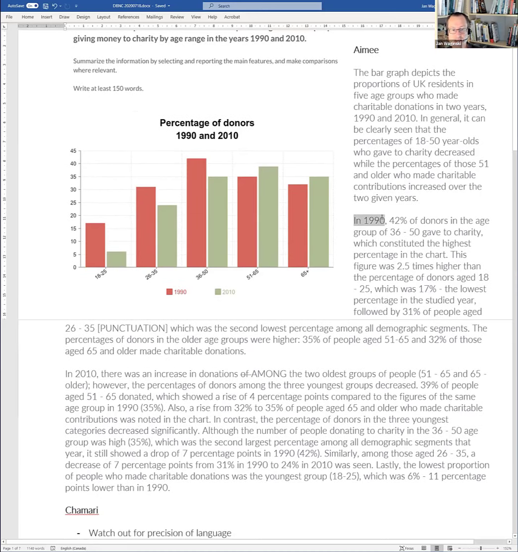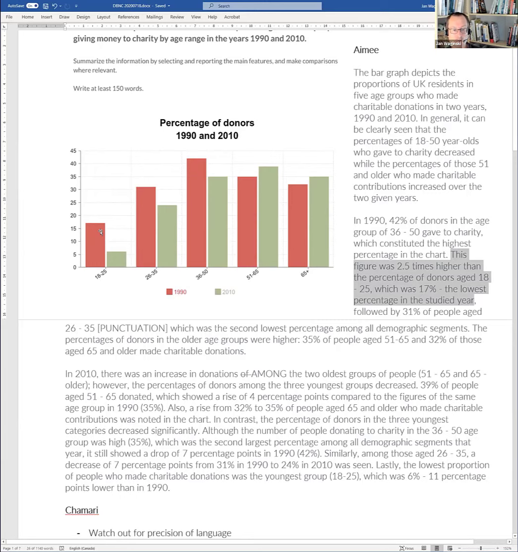In 1990, so this is a very logical way to divide the information. Have one body paragraph about 1990 and another one about 2010. So in 1990, 42% of donors in the age group of 36 to 50 gave to charity, which constituted the highest percentage in the chart. So she's talking about this one here, 42%. This figure was 2.5 times higher than the percentage of donors aged 18 to 25, which was 17%, the lowest percentage in the studied year. So this is a very good comparison. She's saying that this percentage is 2.5 times this one.